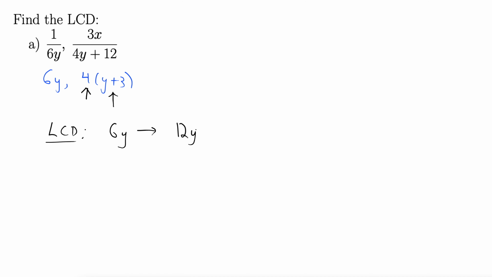Does our LCD include y plus 3? No, it does not, right? It has a 12 and a y, but it doesn't have a y plus 3 term. So I'm now going to add that in, y plus 3. Okay, now our denominator contains every single denominator in this previous list here. Our new LCD contains 6y, 4, and y plus 3. So this expression here is the least common denominator.